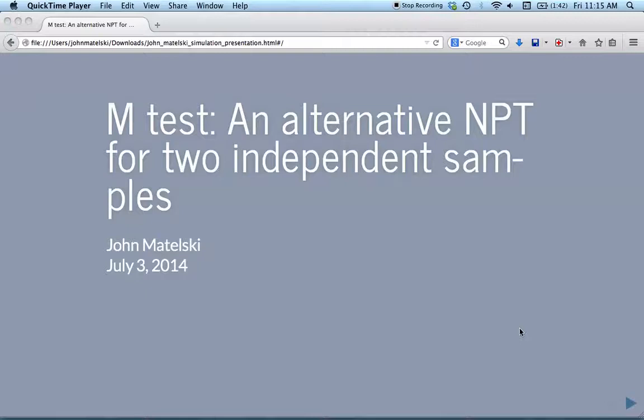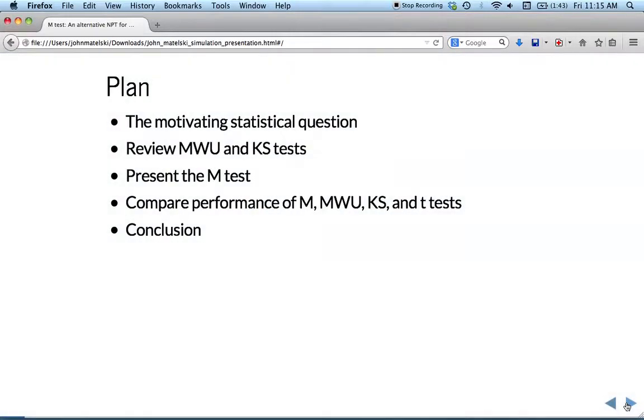This presentation is called M-Test, an alternative non-parametric test for two independent samples. So my plan for the presentation is to discuss the motivating statistical question, review Mann-Whitney U and Kolmogorov-Smirnov tests, show you the idea behind my M-Test, compare their performances in a number of different situations, and then offer some concluding remarks.